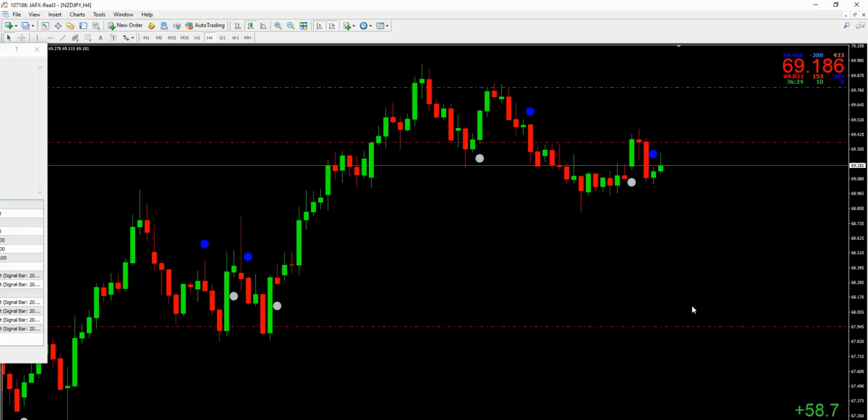Like I say, I find it very easy to find with other tools like channels or trend lines and so forth, but it's up to you. You can trade it on its own as well. Now let's go to the 4 hour.